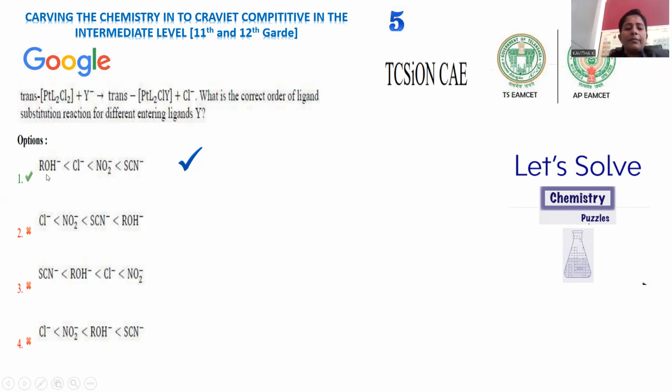The right order will be OH minus first, which is located first in only one option, and the least is also located in only one option, so from that we can clearly sort out the correct answer. What is the correct answer? We can clearly sort this out based on the strength of the ligand, which can participate in the substitution reaction in this kind of coordination compound. It is a question from inorganic chemistry, specifically coordination compounds.